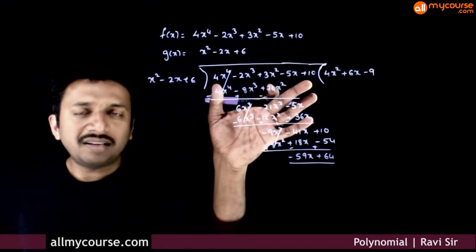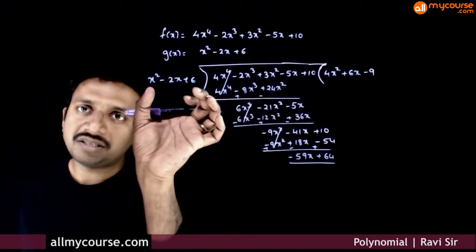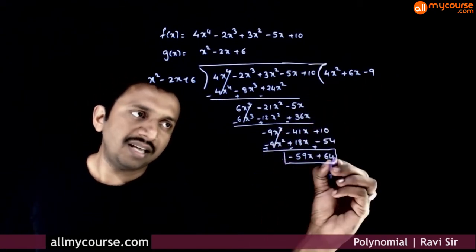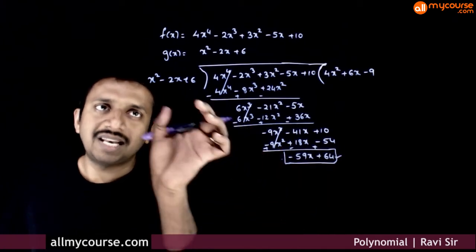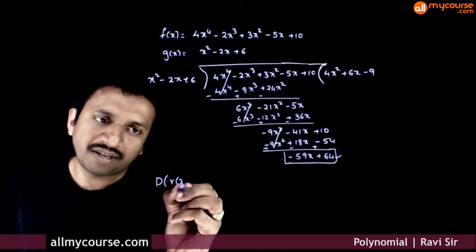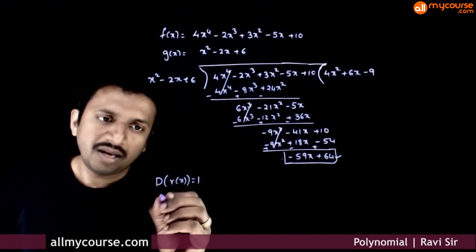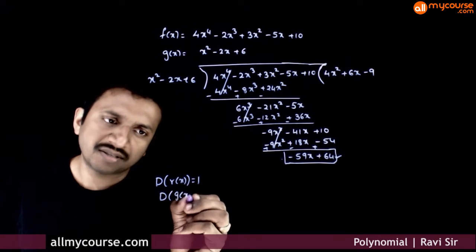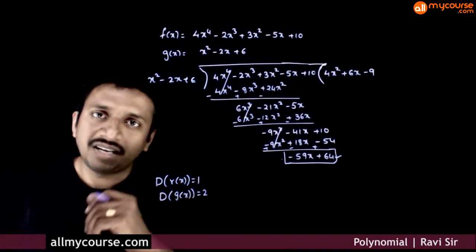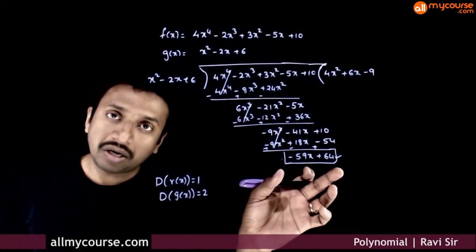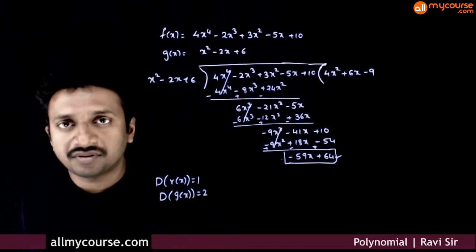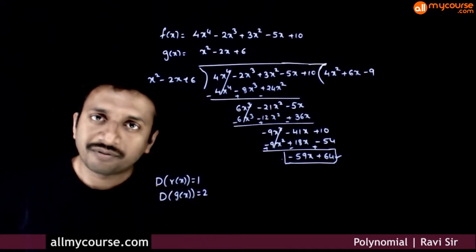So once you divide f of x by g of x, you get some quotient and you get some remainder. As you can very clearly see, the degree of the remainder is less than the degree of the divisor. The degree of r of x is equal to 1 and the degree of g of x is equal to 2. So the degree of r of x is less than the degree of g of x. R of x is not equal to 0. Hence, g of x does not divide f of x.